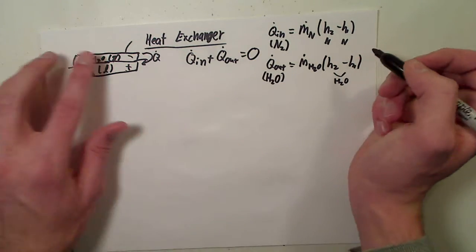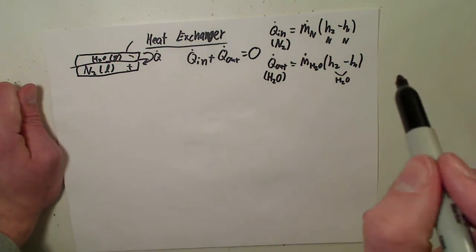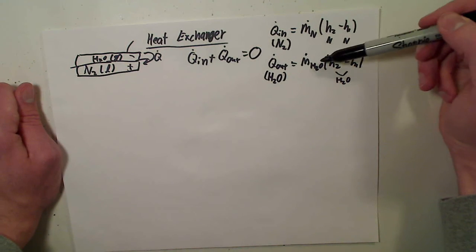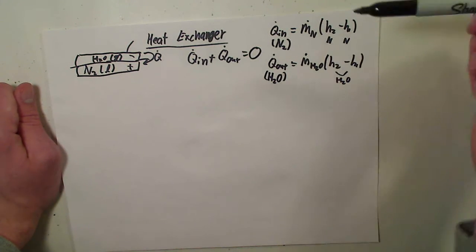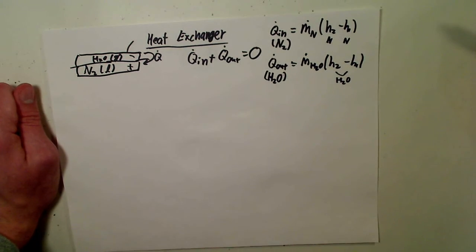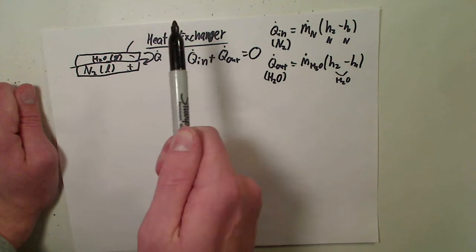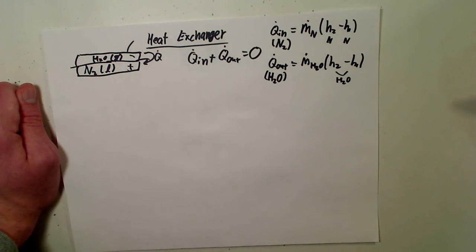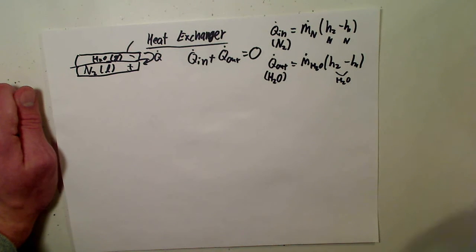Now notice, we have 6 different numbers here. We have mass flow rate of nitrogen, mass flow rate of H2O. These are 2 different flow rates. They are not flowing in the same pipe, so they can go at different rates. And then we have the state 1 and state 2 of both these substances. So we have 6 things to worry about here. So how would this look in practice?